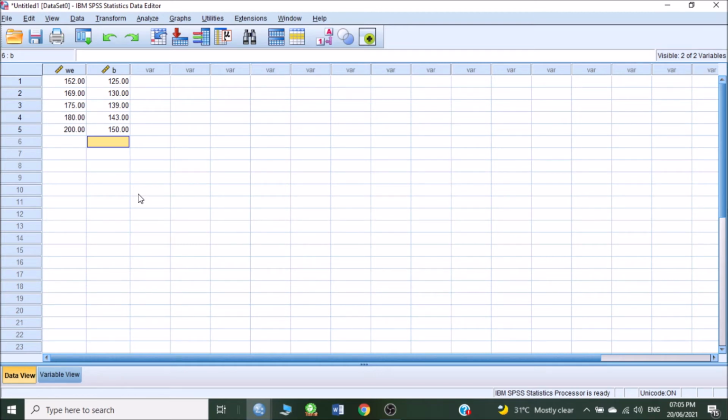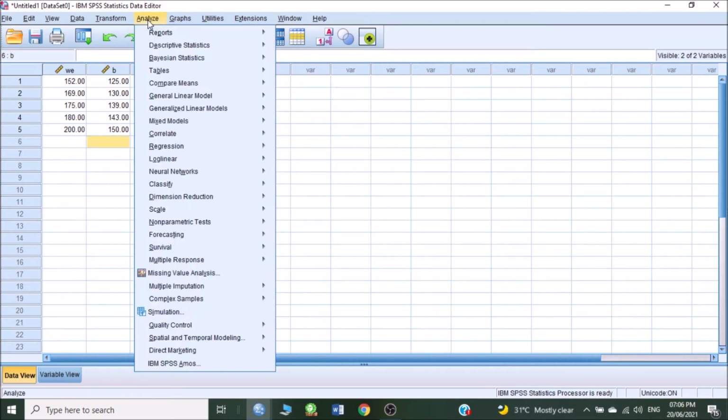Now we want to calculate the correlation coefficient, I mean the relationship between one variable and another, especially weight versus blood pressure. For the purpose, what is our next step? Go to Analyze, slowly do Analyze, then Correlate. In Correlate, 4 options are there. You select only the first one, Bivariate.